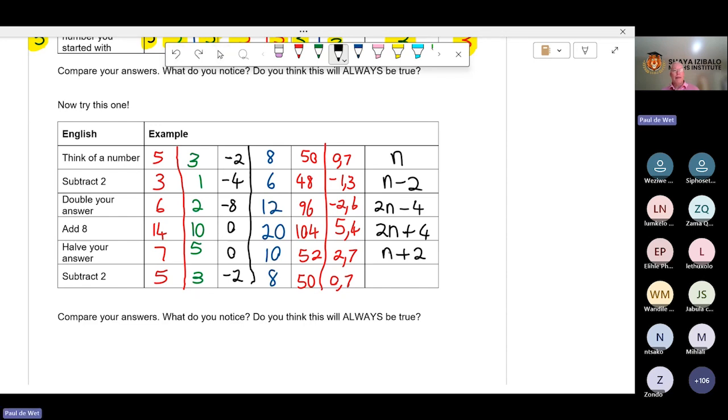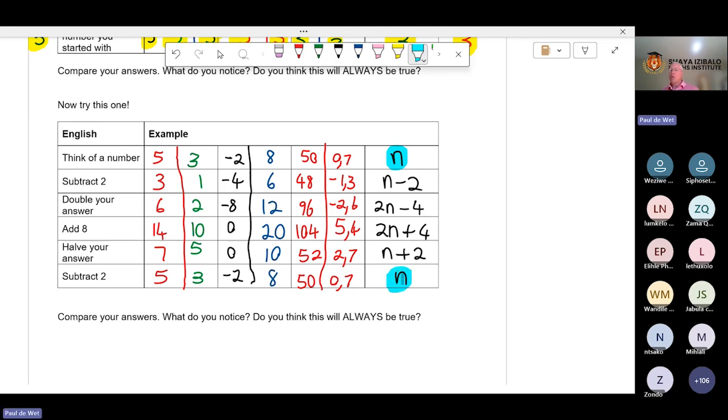Okay, and now, guys, what if I now subtract 2? What will I be left with if I subtract 2 from n plus 2? Well done, John. I'll be left with n. And what we notice is it doesn't matter what I started with, I ended with the same thing.